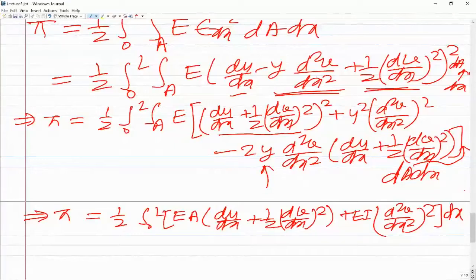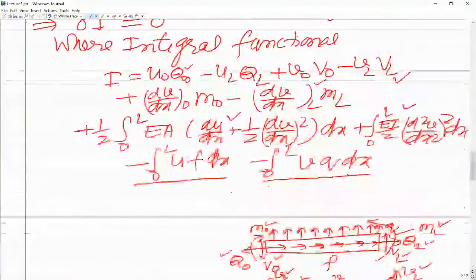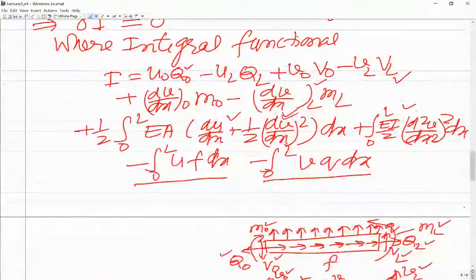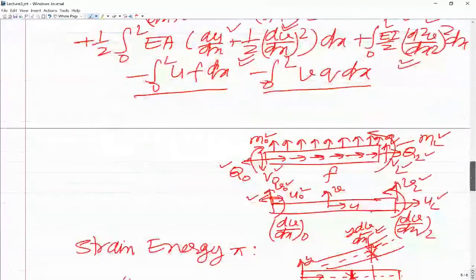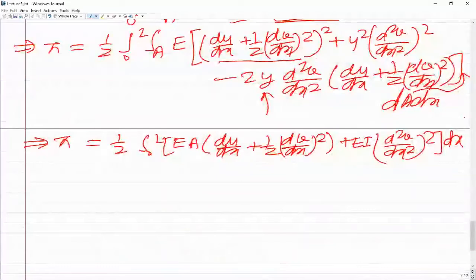So you get these two terms, and these are nothing but the terms we discussed in the integral functional I. We have one term, half of EA du by dx plus half of dv by dx whole square dx, and this is the other term. These are the strain energy terms, and the remaining terms are the potential of the externally applied forces. So that's how you can interpret it: those two integral terms are the strain energy stored in the body. Sir, this part is the bending strain energy, and this is the stretching strain energy. Yes, please.